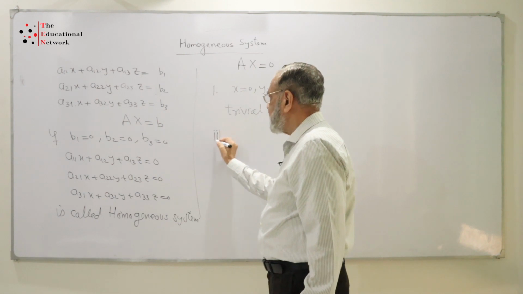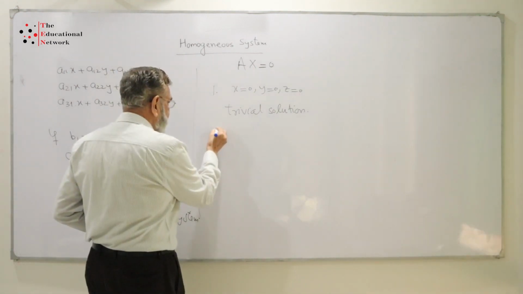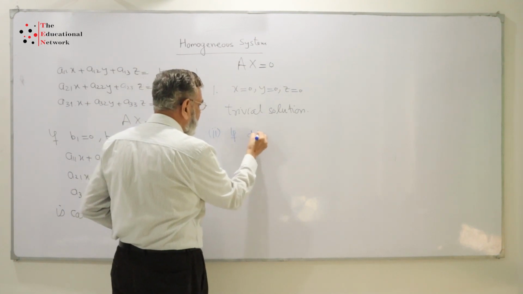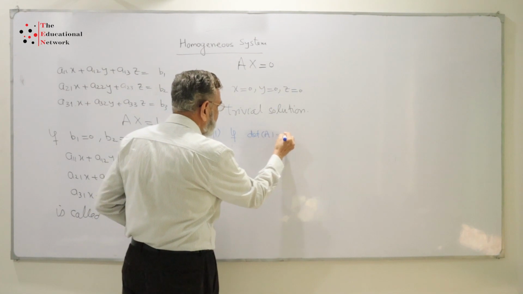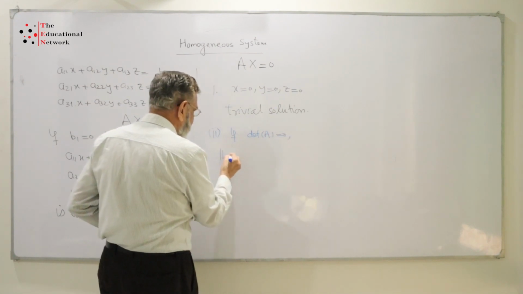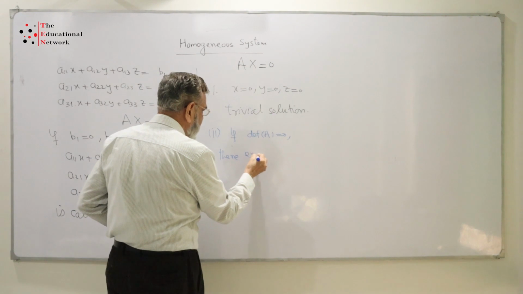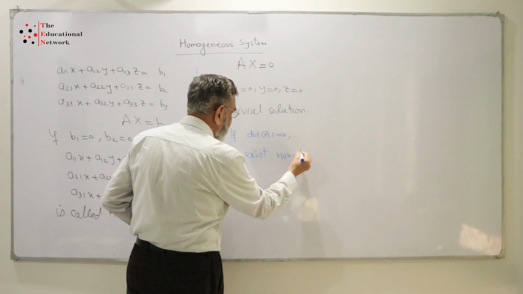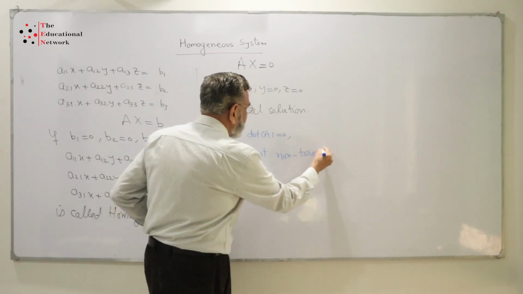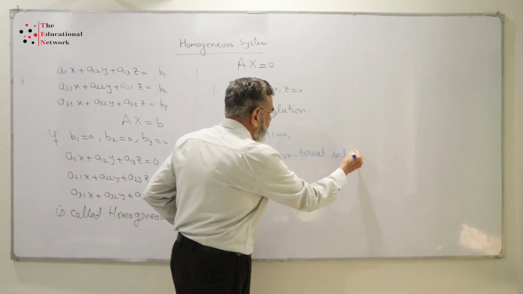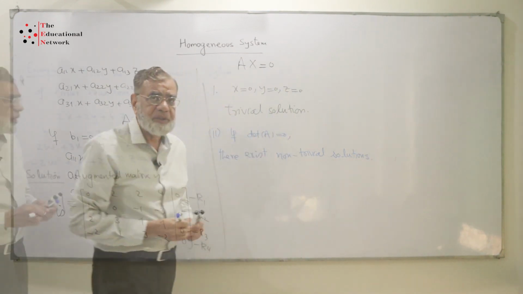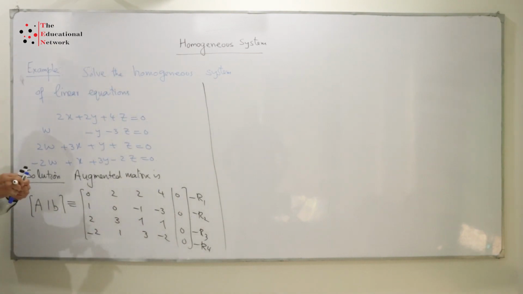Number two, the second property is having non-trivial solutions. If we find the determinant of the coefficient matrix A and it is equal to 0, then we say there exist non-trivial solutions. I will give you an example and show you how we can solve a homogeneous system of equations.